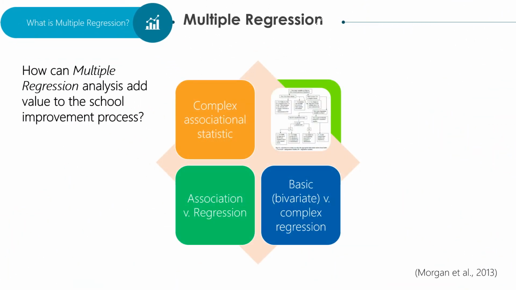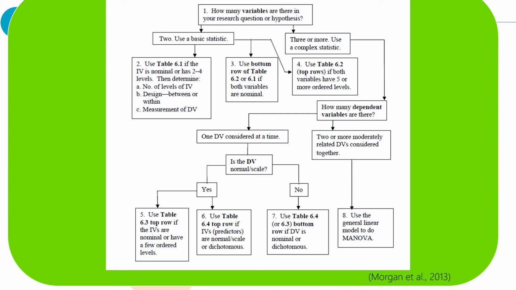Multiple regression is categorized as a complex associational statistic. Our decision for selection begins by questioning the number of variables in an inquiry. In the case of multiple regression, this will always be 3 or more variables. One dependent variable is being examined as the outcome variable. This outcome will be a scale level measurement.